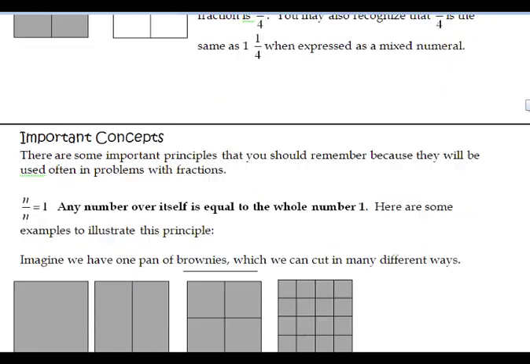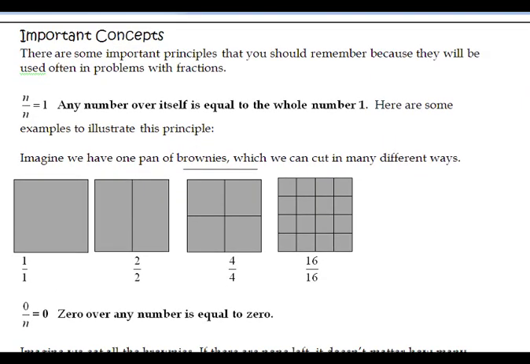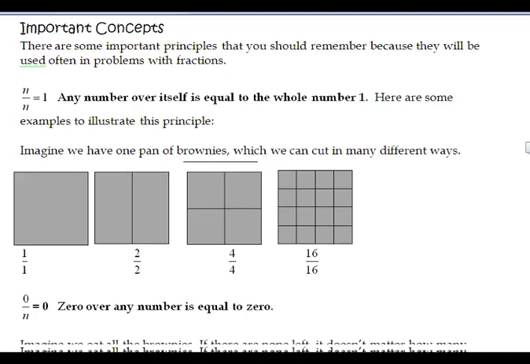There are some important concepts to know with fractions. The first one is any number over itself equals the whole number 1. So for example, here we have a tray of brownies. Here we have one whole tray. Here we have 2 halves, 4/4, and 16/16. And in all of these cases, we still have one whole tray of brownies. So it doesn't matter how many pieces the tray is cut into, it's still one whole tray. So any number over itself equals the whole number 1.